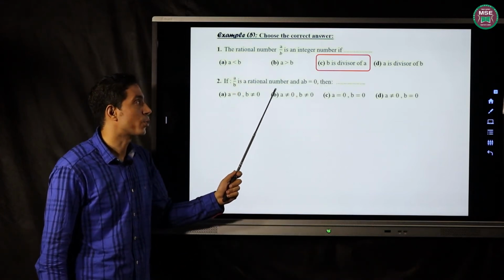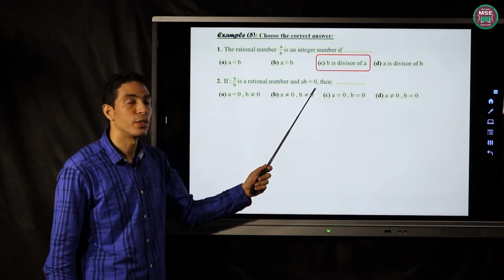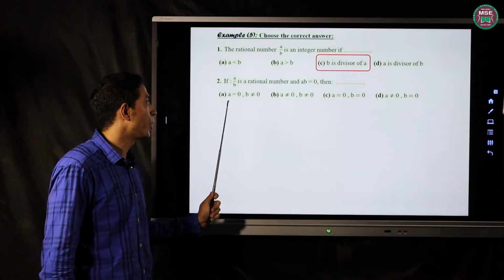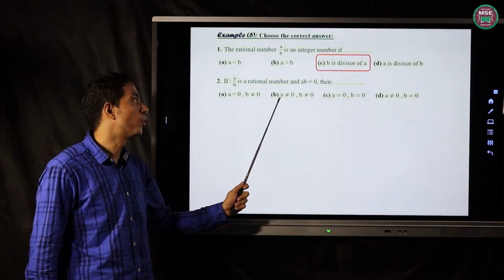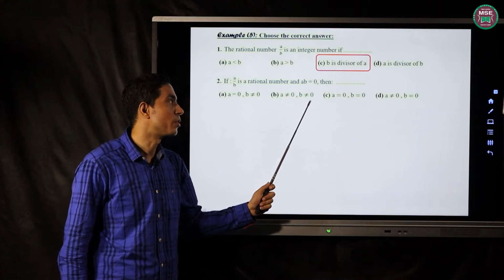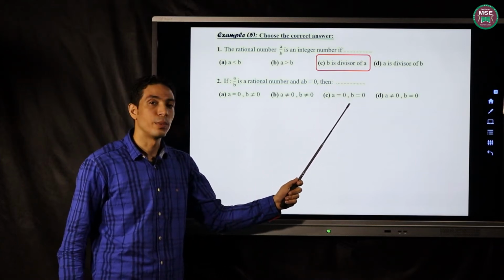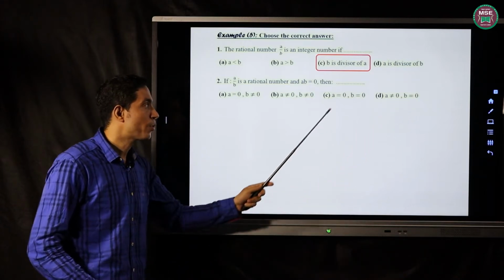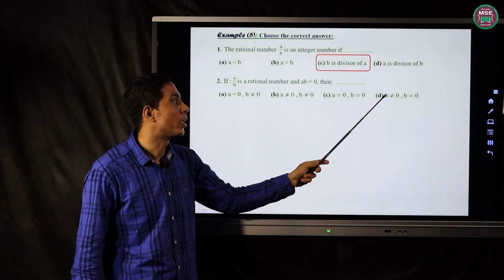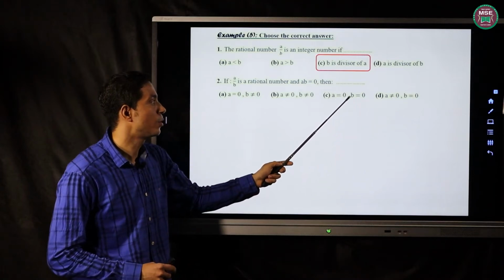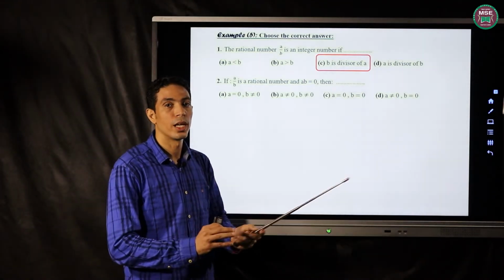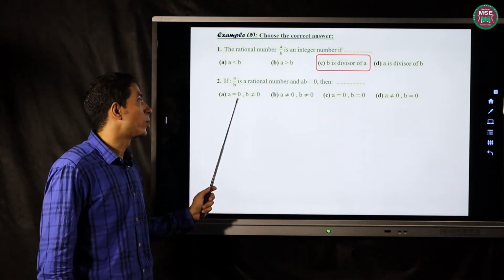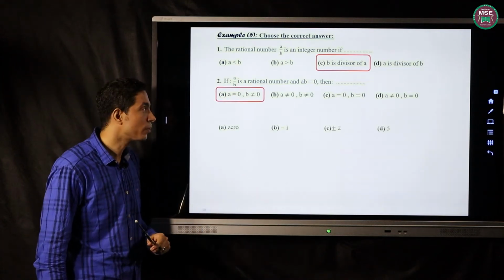If a over b is a rational number and a times b equals 0, then a equals 0 and b not equal 0, or a not equal 0 and b not equal 0, or a equals 0 and b equals 0, or a not equal 0 and b equals 0. Of course, letter D is false because the denominator equals 0 and we said we can't divide by 0. The correct answer is a equals 0 and b not equal 0.